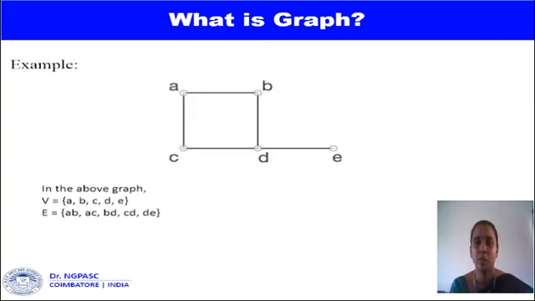So this is one small example for a graph. In our example, we have 5 vertices A, B, C, D, E, and the edges are: from A to B we have one edge, then A to C, B to D, C to D, as well as D to E we have edges. So in our example we have 5 vertices and 5 edges. This is the example for a simple graph.